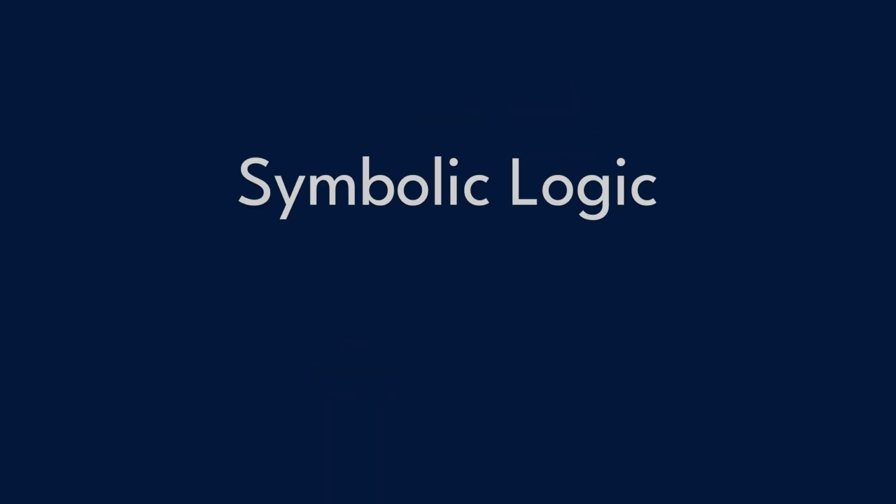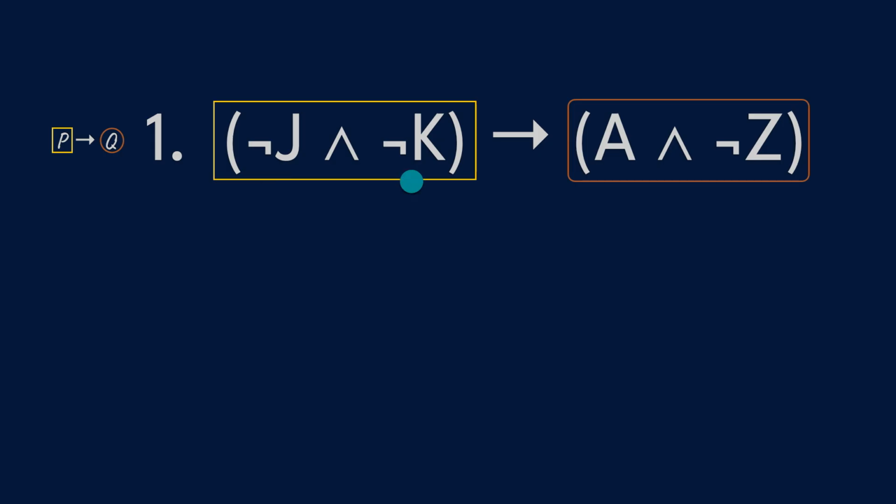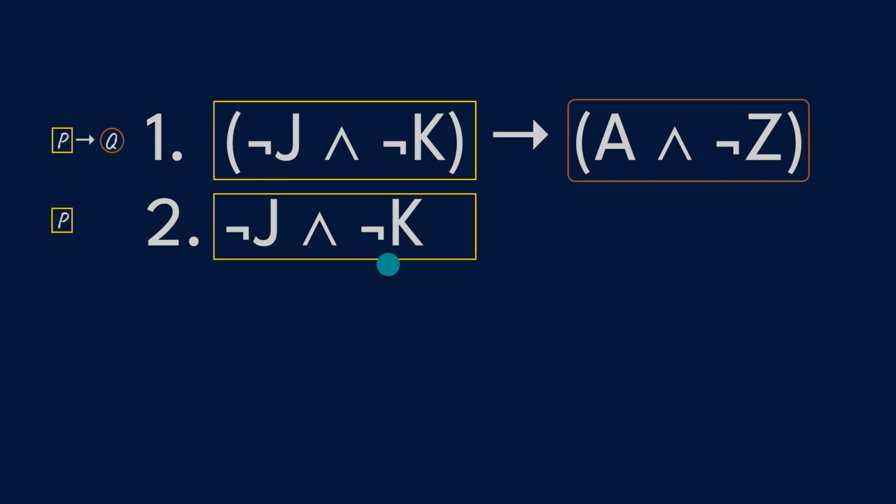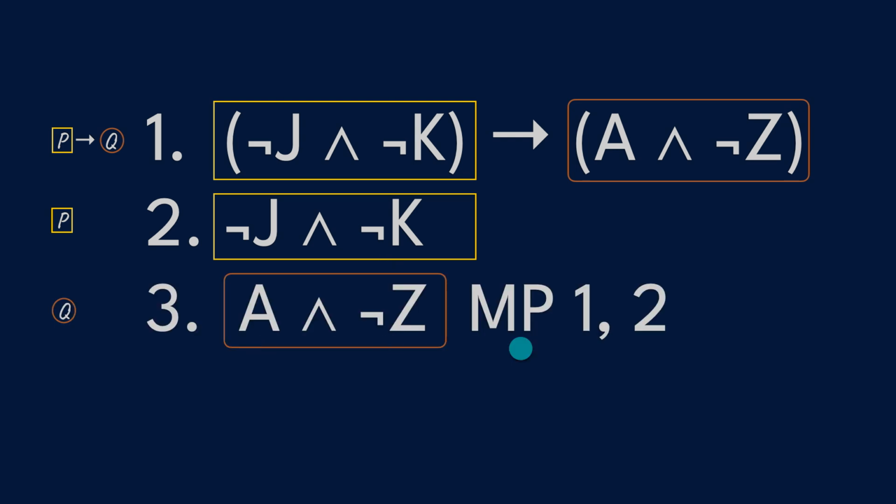Here's how it looks in symbolic logic, a natural deduction proof. If not J and not K, then A and not Z. Not J and not K. So we infer A and not Z, using Modus Ponens, lines 1 and 2. See the structure? If the front, then the back. The front, therefore the back.